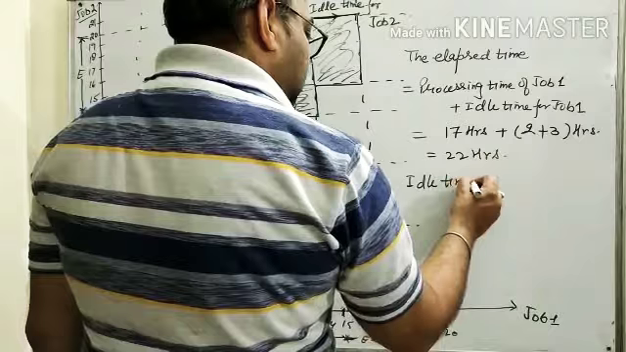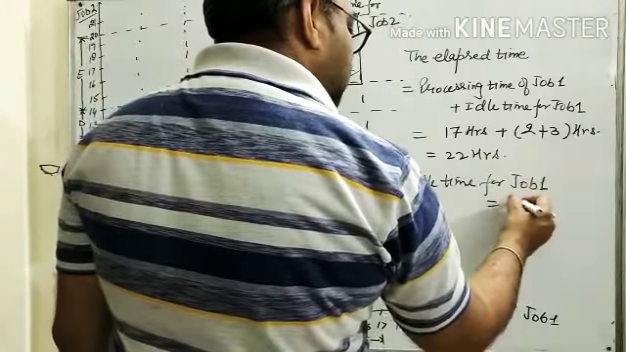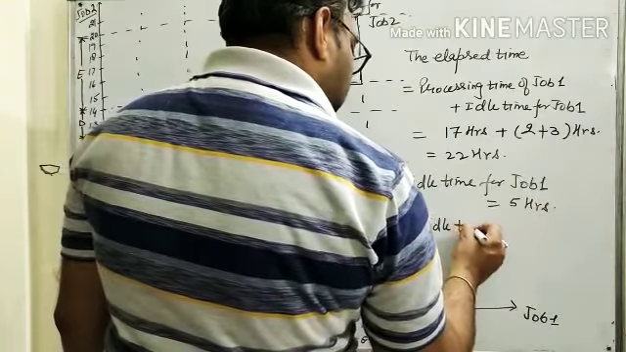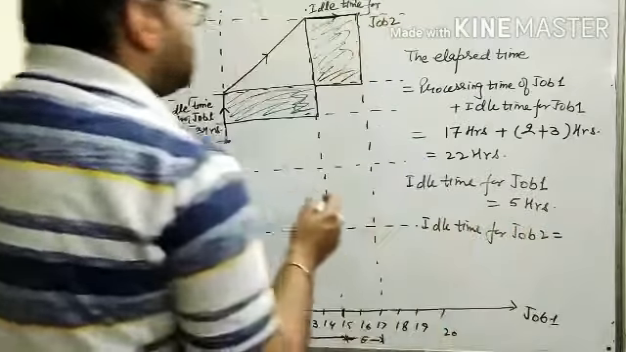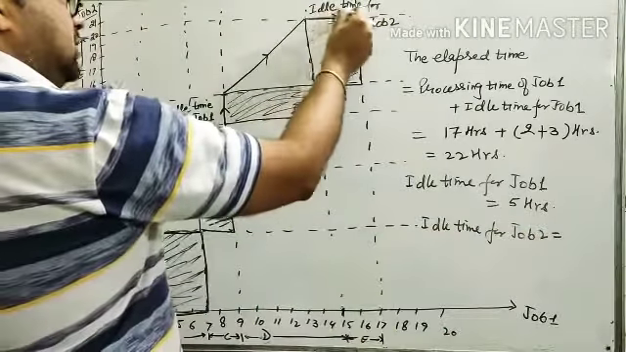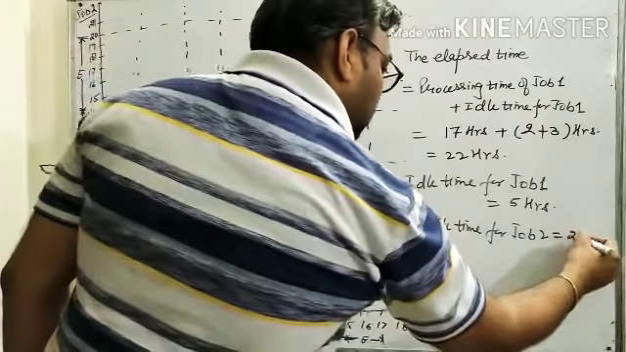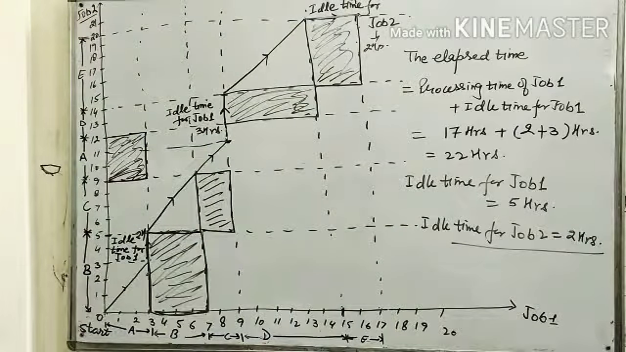Idle time for job 1 is equal to 5 hours, and idle time for job 2. What was the idle time for job 2? This is 2 hours only. So this is 2 hours. So this is the complete solution of the problem based on 2 jobs and M machines.